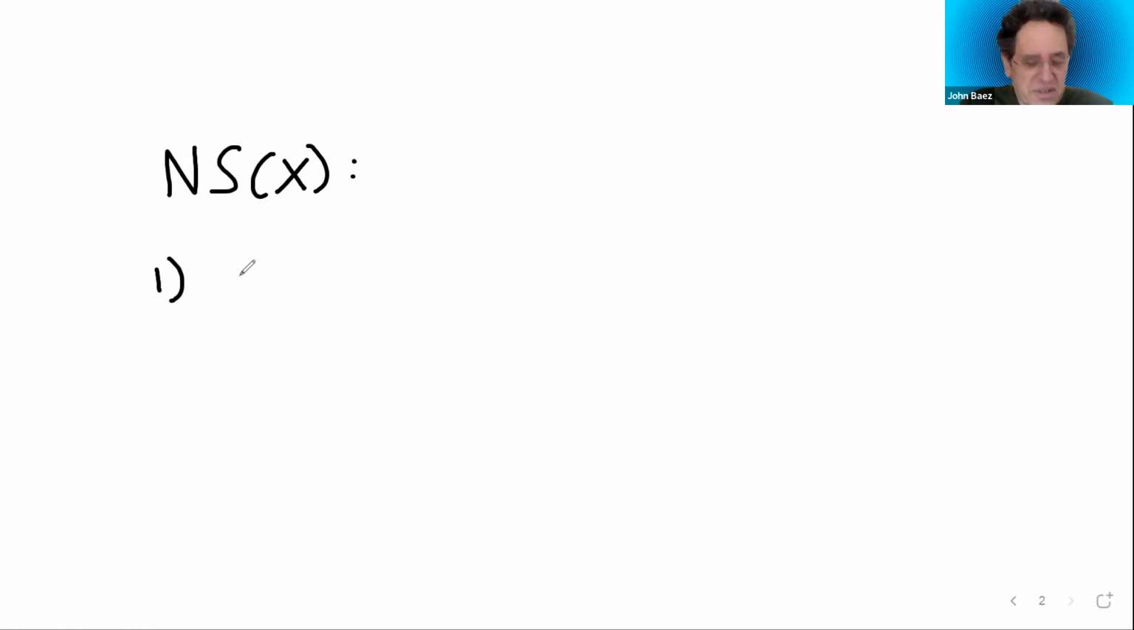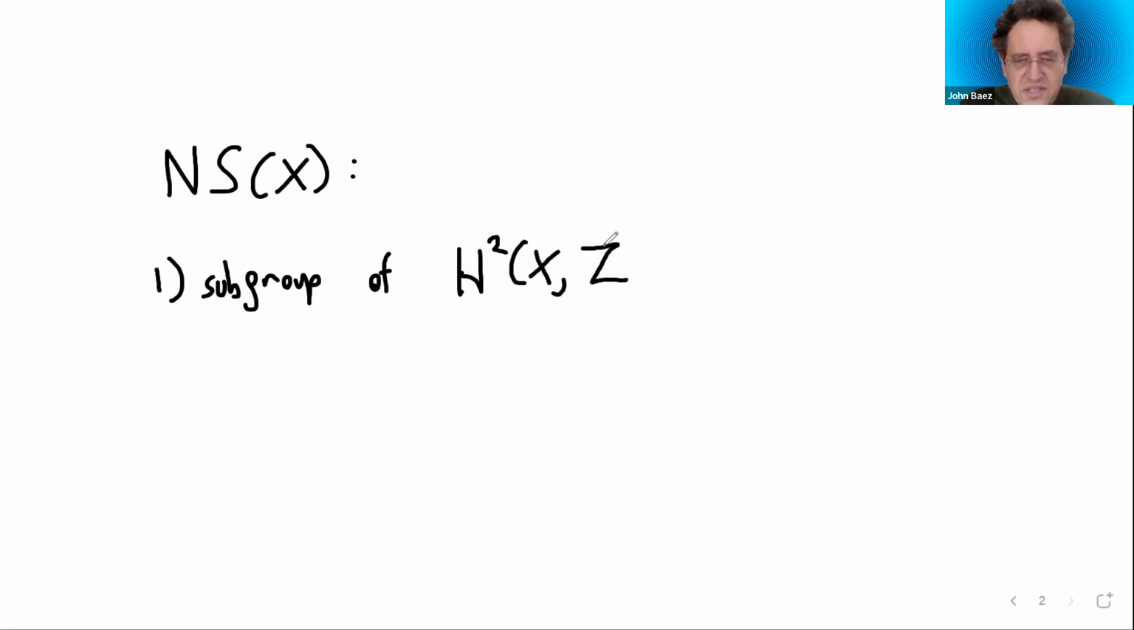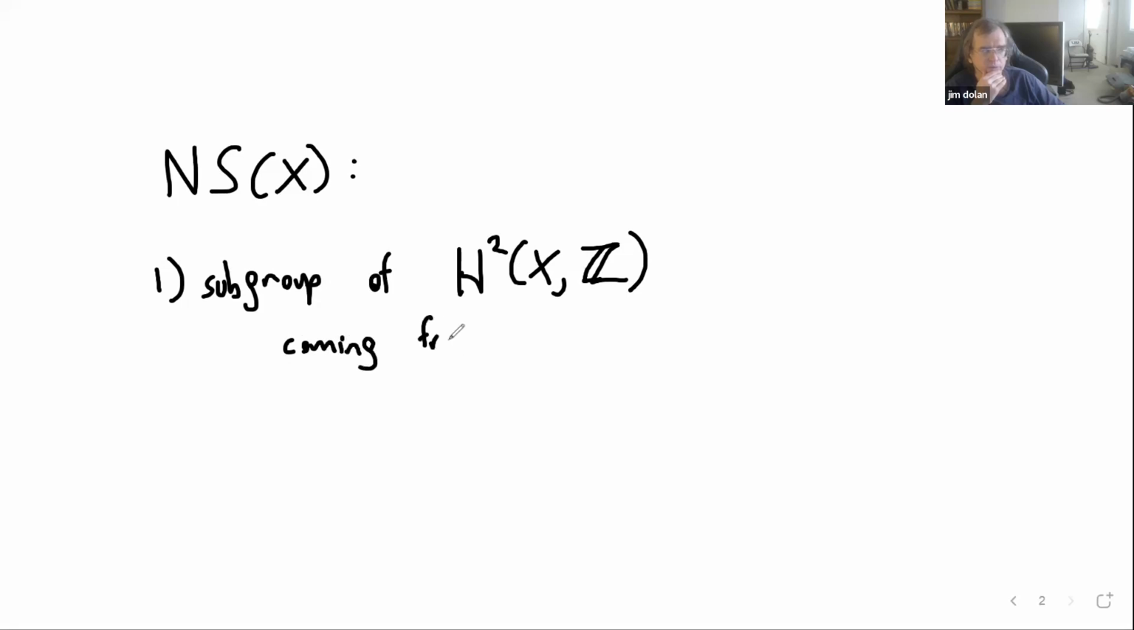So the first one, which we've talked about, is the subgroup of the second cohomology of X. The second cohomology group classifies topological complex line bundles on X, but only some of them can be given a holomorphic structure. So this is still a somewhat abstract description, compared to the ones that will follow.